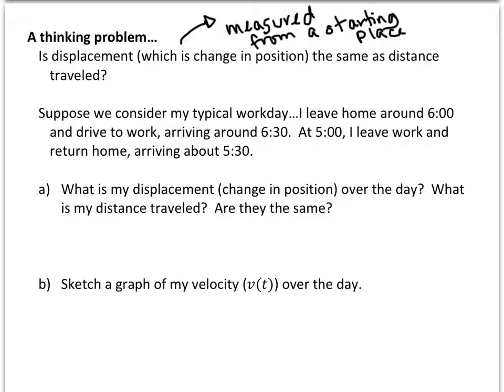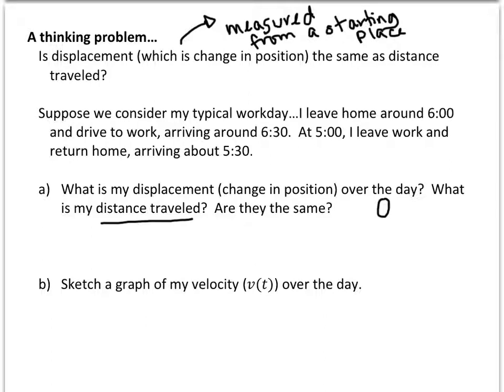If we consider my typical workday, I leave home around 6 and drive to work, arriving here about 6:30. At 5, I leave work and return home, arriving about 5:30. What is my displacement, or how much does my position change between 6 a.m. and 5:30 p.m.? It doesn't change at all. In fact, I started from home, I'm back at home. So in terms of my displacement, or how much I've been moved from home, that displacement or change in position would be 0. My distance traveled, though, is not 0, because clearly I drove to school and then drove back.